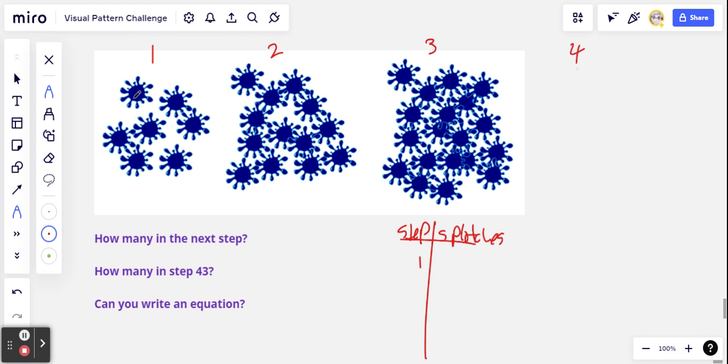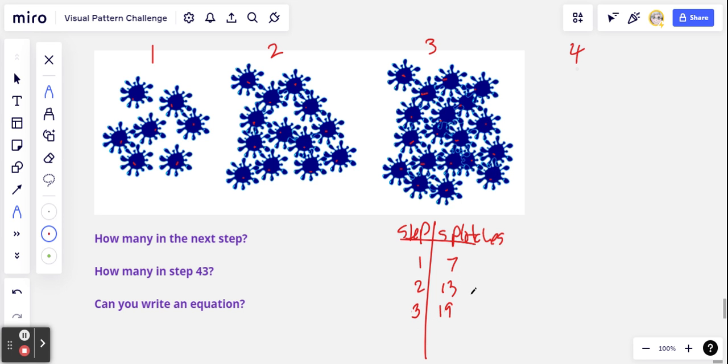Okay, in step 1, we've got 1, 2, 3, 4, 5, 6, 7. So 7 splotches there. In step 2, 1, 2, 3, 4, 5, 6, 7, 8, 9, 10, 11, 12, 13. So in step 2, we've got 13 splotches. And let's look at step 3. 1, 2, 3, 4, 5, 6, 7, 8, 9, 10, 11, 12, 13, 14, 15, 16, 17, 18, 19. So 19 splotches in step number 3.